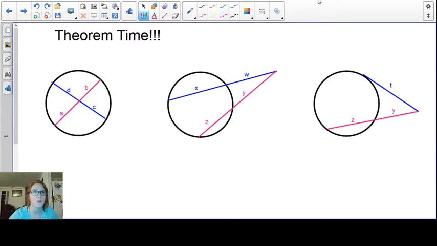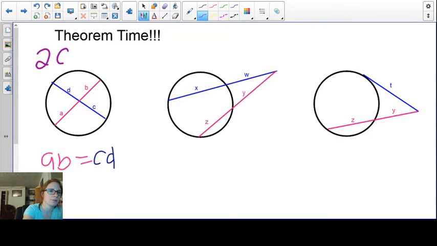So this first one, I have two chords being multiplied together. I have two chords that hit each other in some shape in my circle, and I'm given their specific lengths. So that is going to be A times B, or AB, will be equal to C times D. So they just get multiplied together. So that's two chords.